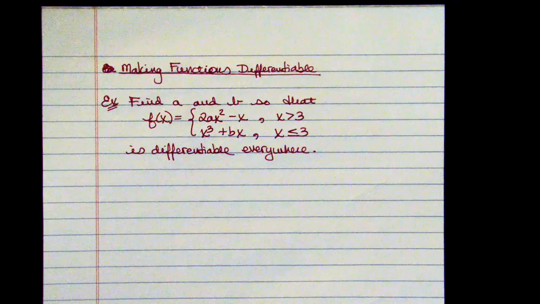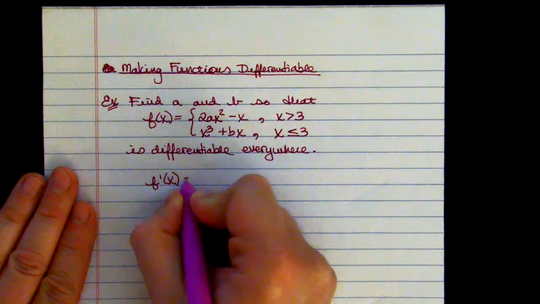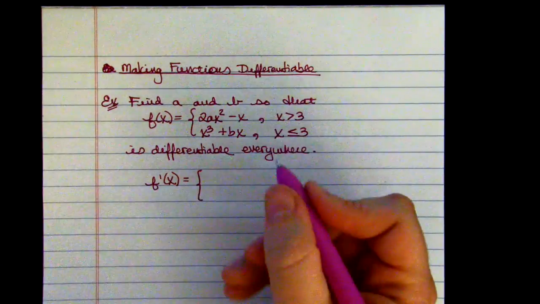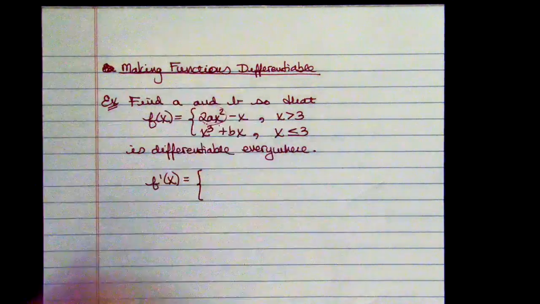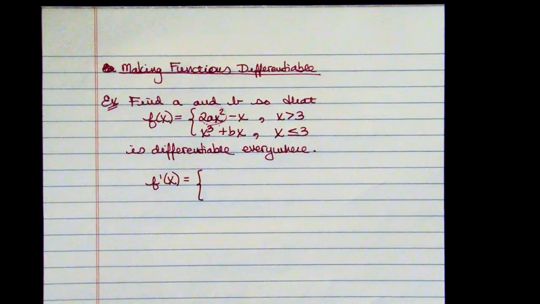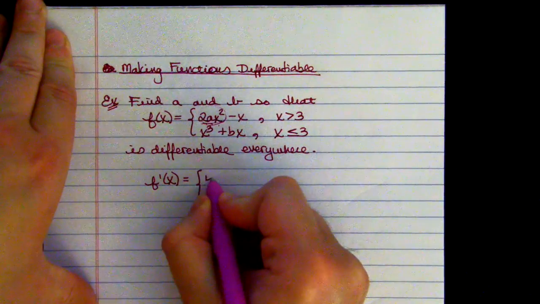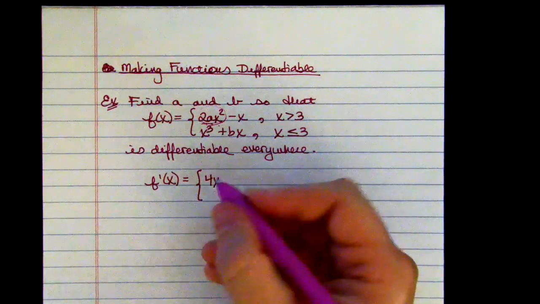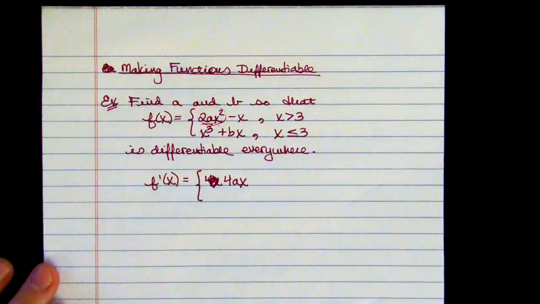Take a moment, just copy that down. Before I start setting up some limits and all that stuff, let's take a moment and just calculate f prime of x, calculate our derivative. 2ax squared. What would the derivative of 2ax squared be? A is a constant, so I'm going to get 2a times 2. No, I'm not. Let me try that again. I'm going to get 4ax over there.